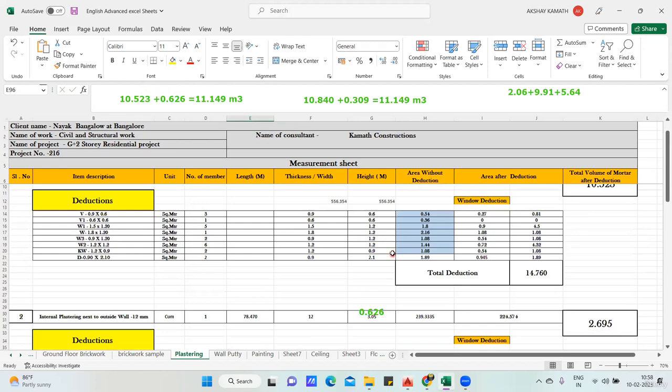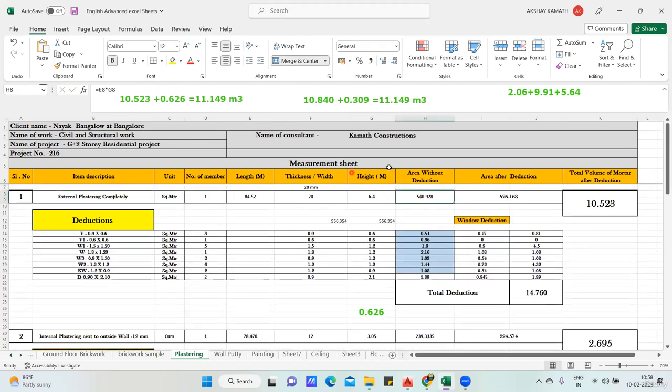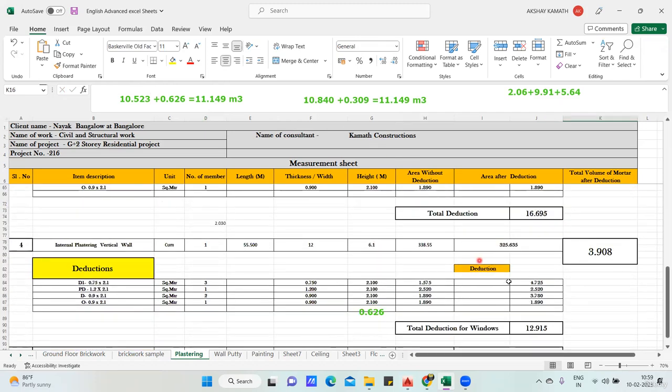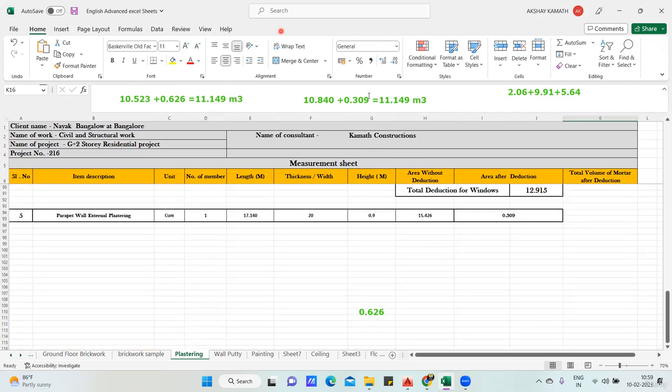And this thing, I have to add it here, right? So plus bracket open. It is how much? 2.06 plus 9.91 plus 5.64, bracket close, and multiply this by 0.9, bracket close. So 10.840, yes, it's matching. This is 10.840. It was matching, and this should be 0.309. Fine, good. Got it, no?